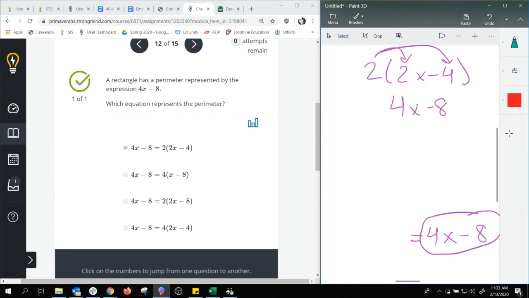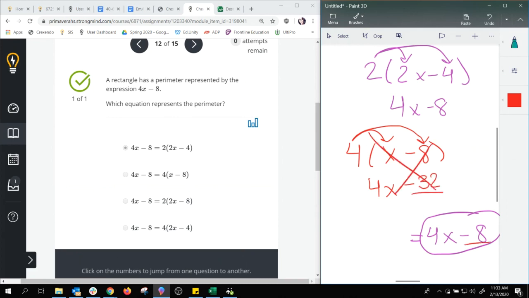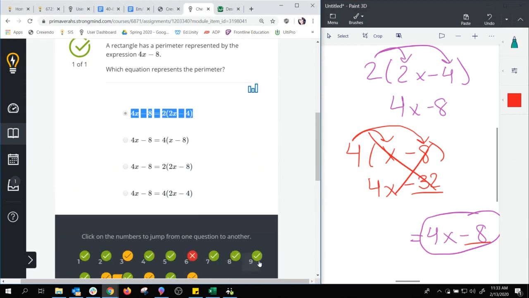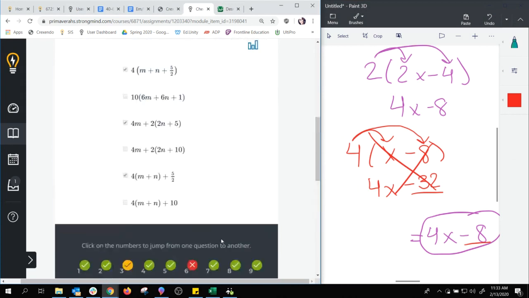I'm going to try the second one just to show you why it doesn't work. If I have 4 times x minus 8, remember that you have to distribute your 4 to everything inside, not just the first one. So this would give me 4x, and then 4 times 8 would be minus 32. And minus 32 is not the same as minus 8, which is why that one doesn't work. So the expression we're looking for is the one with 2 times 2x minus 4.